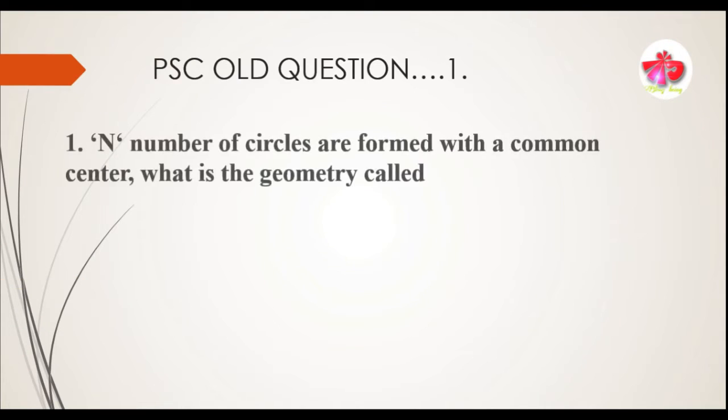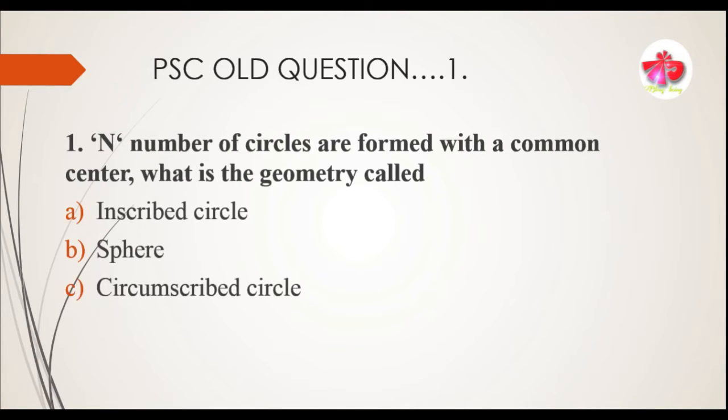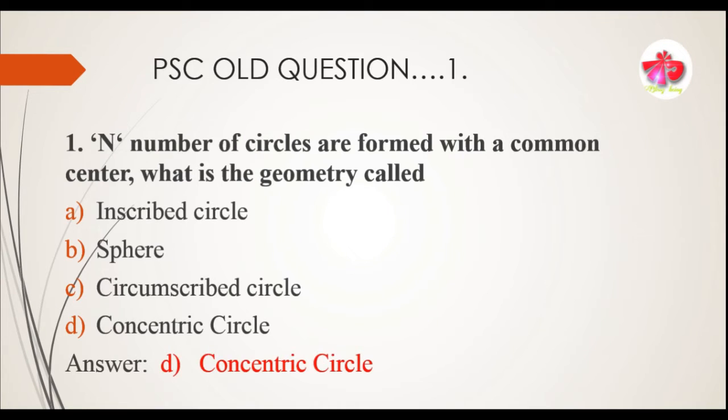Question number 1. If n number of circles are found with a common center, what is the geometry called? Option A, inscribed circle. Option B, sphere. Option C, circumscribed circle. And option D, concentric circle. So friends, if n number of circles are found with a common center, then the geometry is called concentric circle. Option D will be the correct answer here.